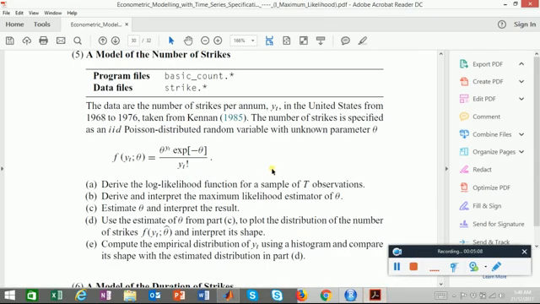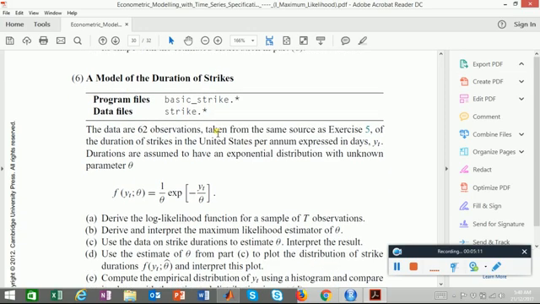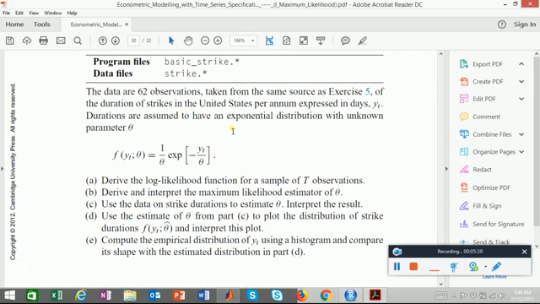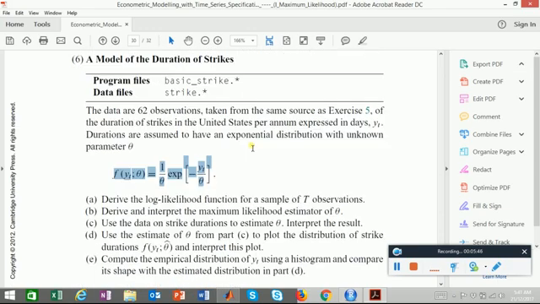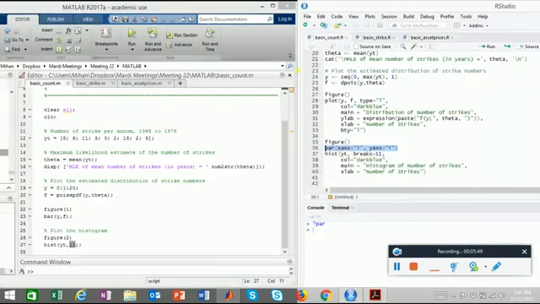As we can see, there's nothing very interesting. Now the model of the duration of strikes. There are 62 observations taken from the same source. The duration of strikes in the US per year is in Y. Durations generally have an exponential distribution. This is not time varying, it is just randomly happening. Again we'll do that for all.